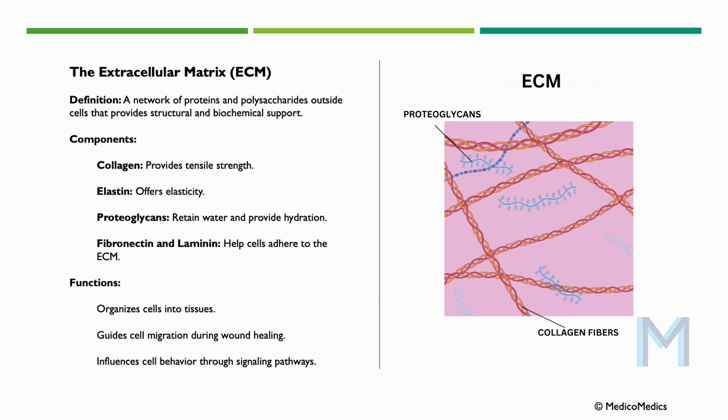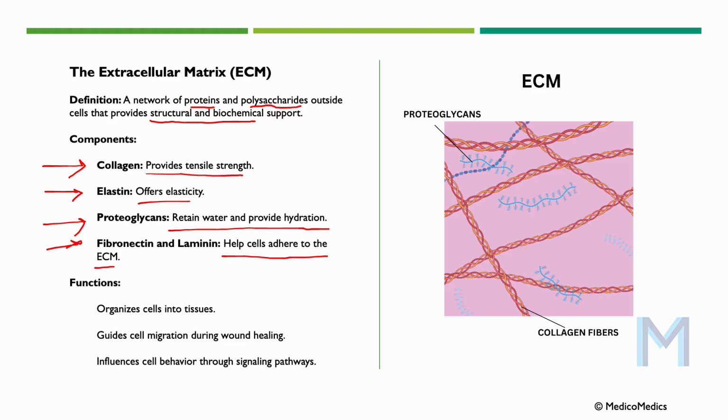So let's move on to the extracellular matrix. It is a network of proteins and polysaccharides outside cells that provide structural and biochemical support. It's made of collagen, which provides tensile strength. We find elastin, which offers elasticity, and proteoglycans that retain water and provide hydration, and finally fibronectin and laminin. These help cells adhere to the extracellular matrix.